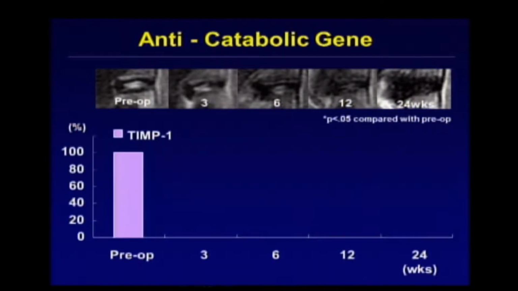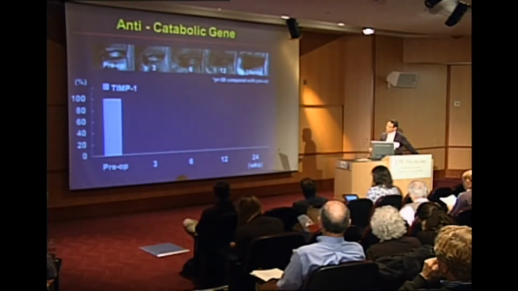If you look at the other component, the bad cytokines, for instance, tissue inhibitor of matrix proteinases, or TIMP, as you might want to call it, it inhibits the enzymes that degrade matrix. Again, there's a precipitous loss after the puncture, and it never recovers.